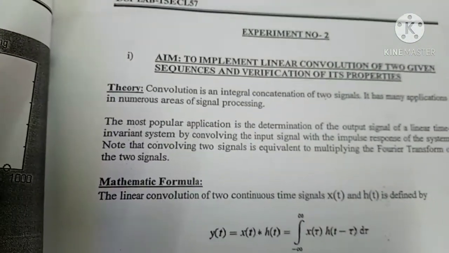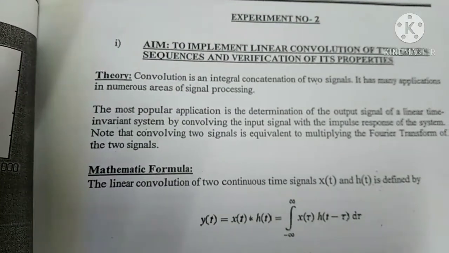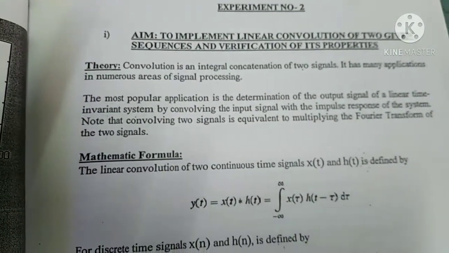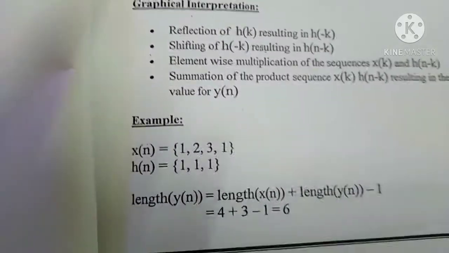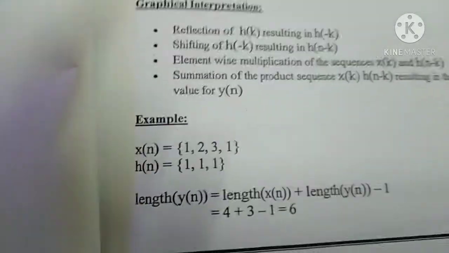We go for the second experiment. The second experiment is to implement convolution of 2 given sequences and verify its properties. We have 2 types of convolution: one is linear convolution and the second one is circular convolution. First we will go for linear convolution.